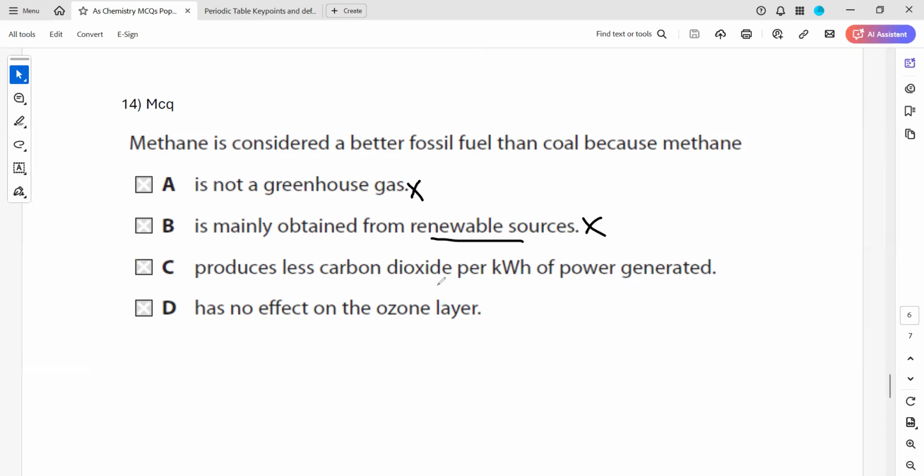Methane does have effects on the ozone layer, but we prefer it mainly because it produces less carbon dioxide per kilowatt hour. When we burn methane, for 1 kilowatt hour of energy generated, it produces less carbon dioxide, which leads to less emission of carbon dioxide and less global warming. That's why we prefer methane over coal.